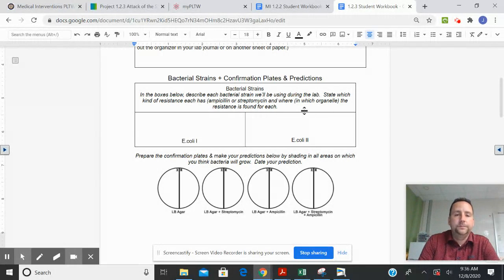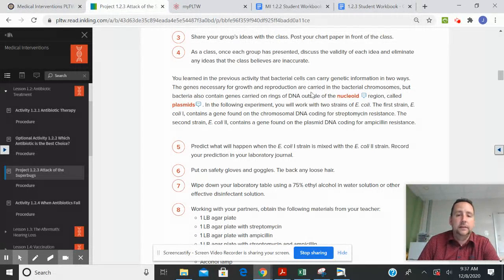And for each one, you need to describe whether it's resistant to ampicillin, which is one antibiotic, or streptomycin, which is another antibiotic, and where the resistance is found for each. And really the 2 options are the nucleoid, which is where the main DNA is, or the plasmid. And if you read this sentence, you should be able to get that, right?